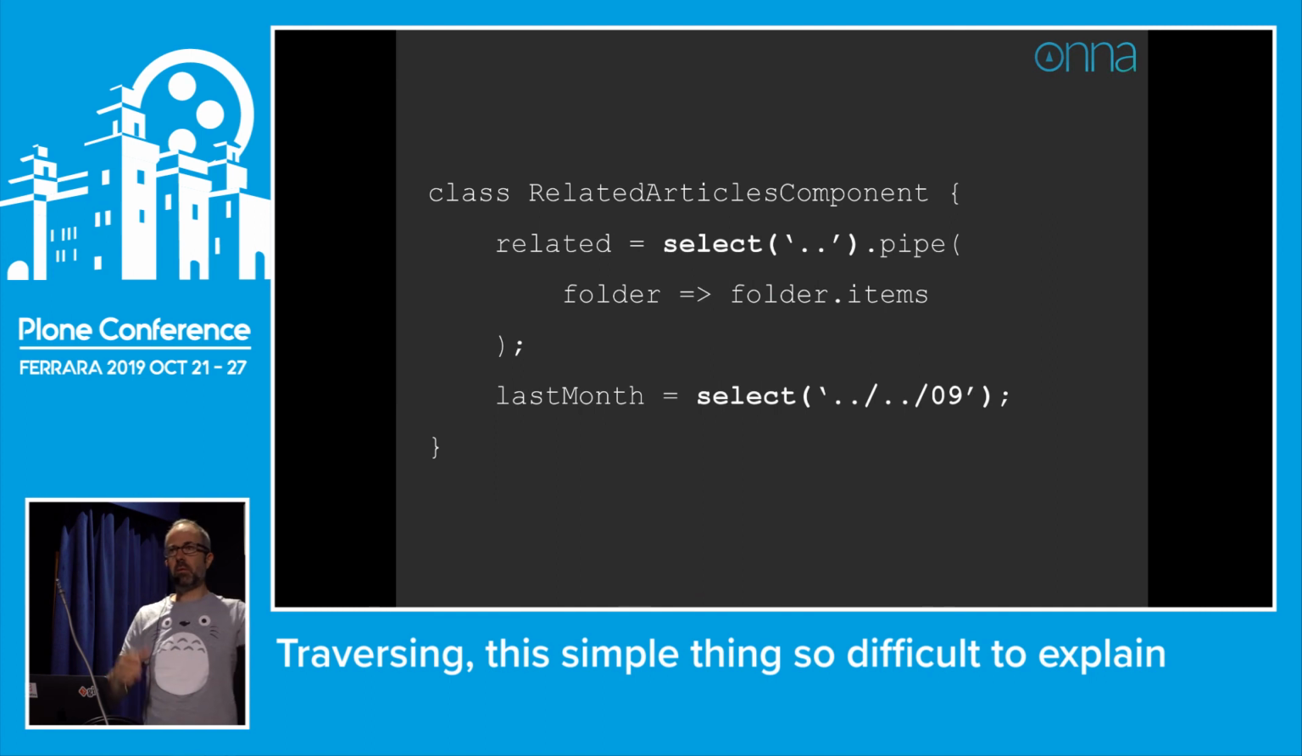And then I can do stuff like this. I can have a component. Let's say it's on the left side, and I want to show the list of related articles. So I will just have this kind of selector, select, and then I pipe it, and I get the items of the corresponding object, which happens to be a folder. Or I can go to slash 09, so I get articles from September.